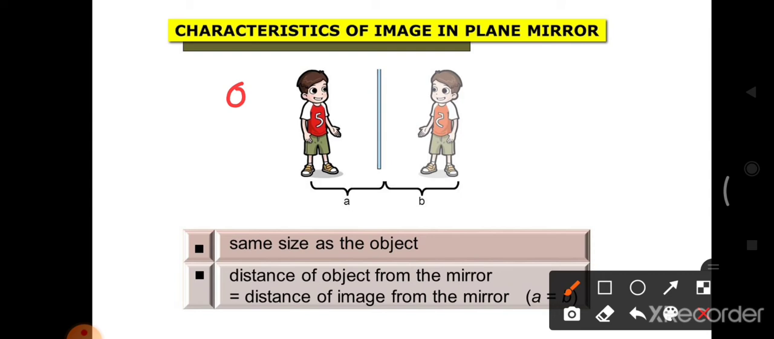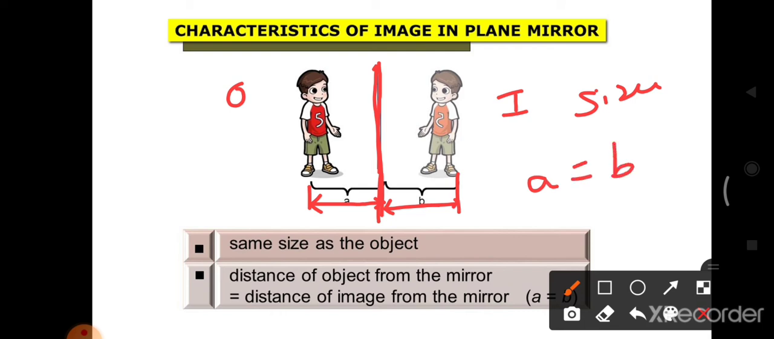See, this is the object and this is the image. This is a plane mirror. See the size of the boy. Both the boys are the same, so the size is the same. And this is a mirror. This is the object. So the distance between the mirror and the object is equal to the distance between the mirror and the image. That means A equals B. See in this sentence, the distance of the object from the mirror is equal to the distance of the image from the mirror. So both A and B are equal.